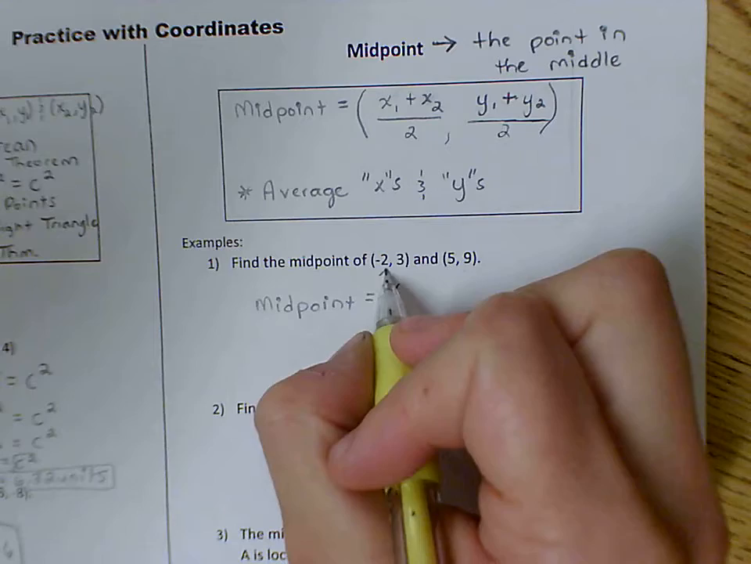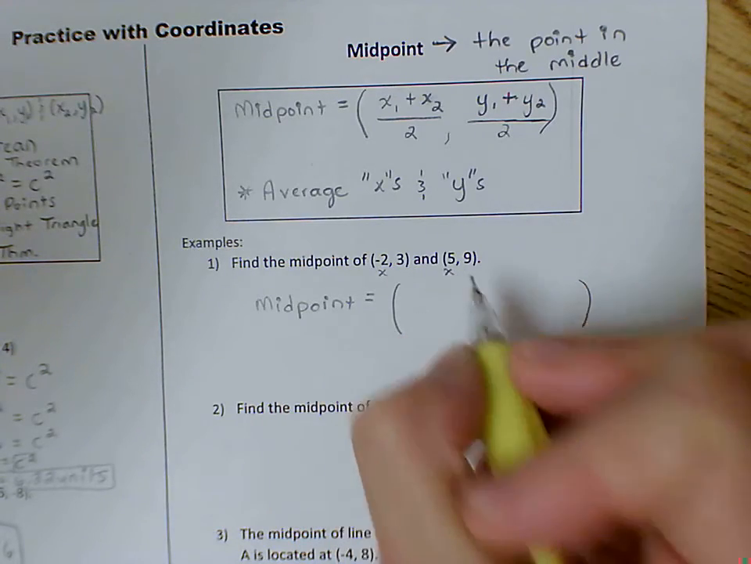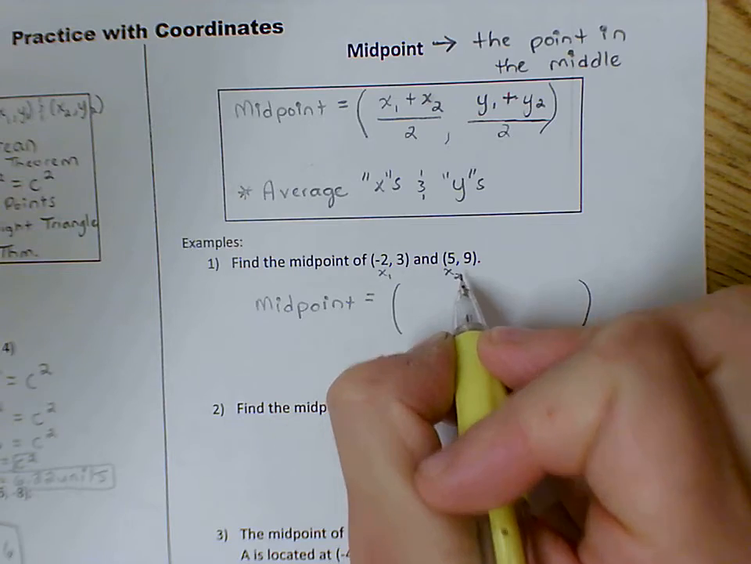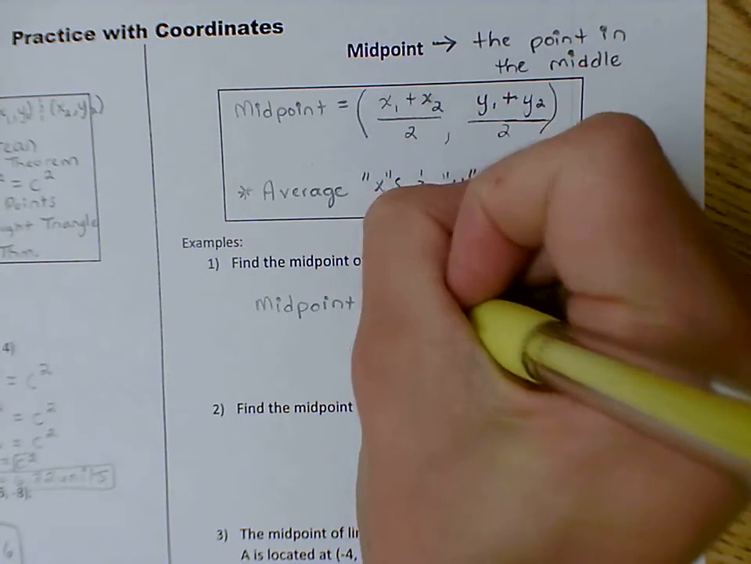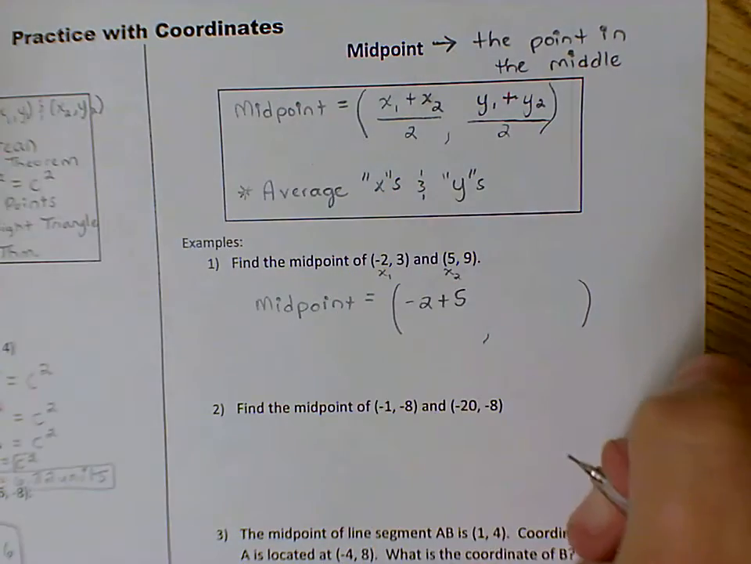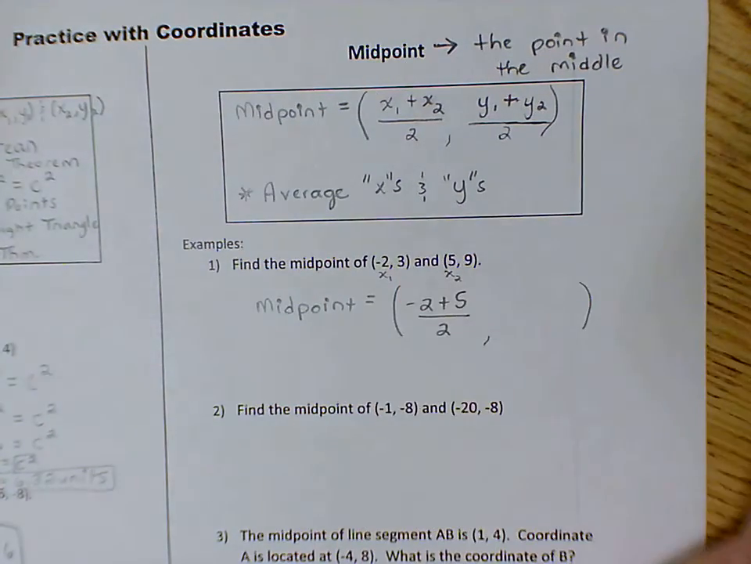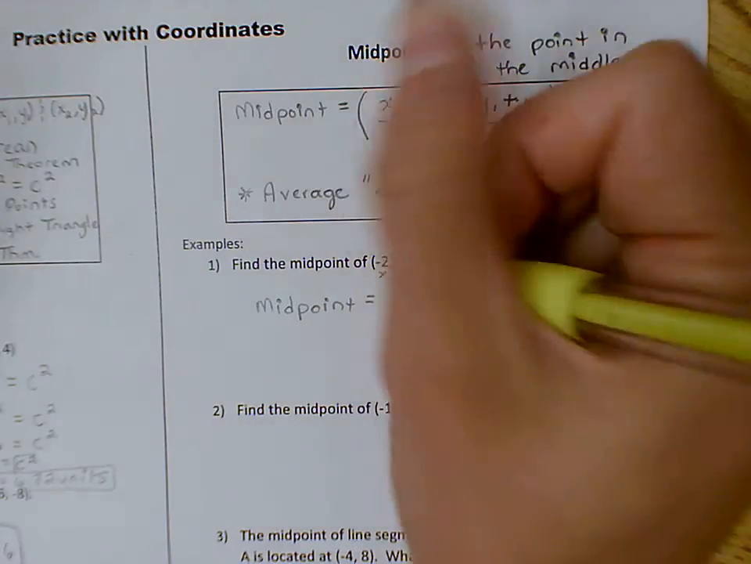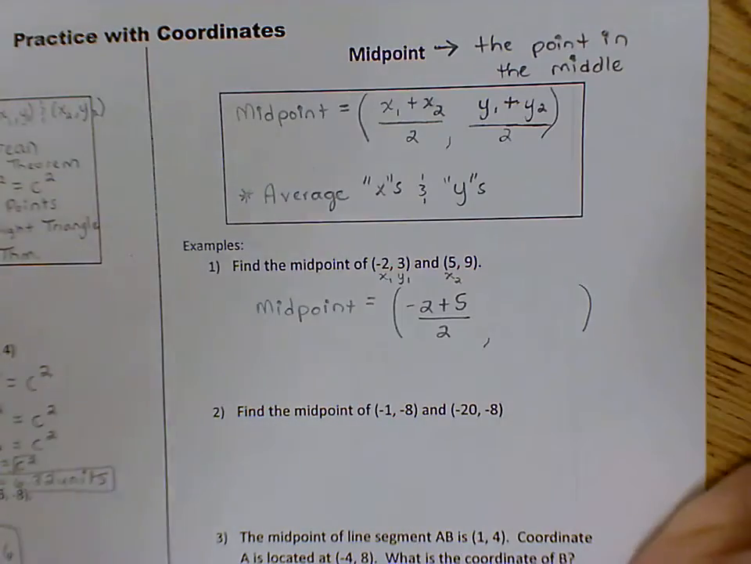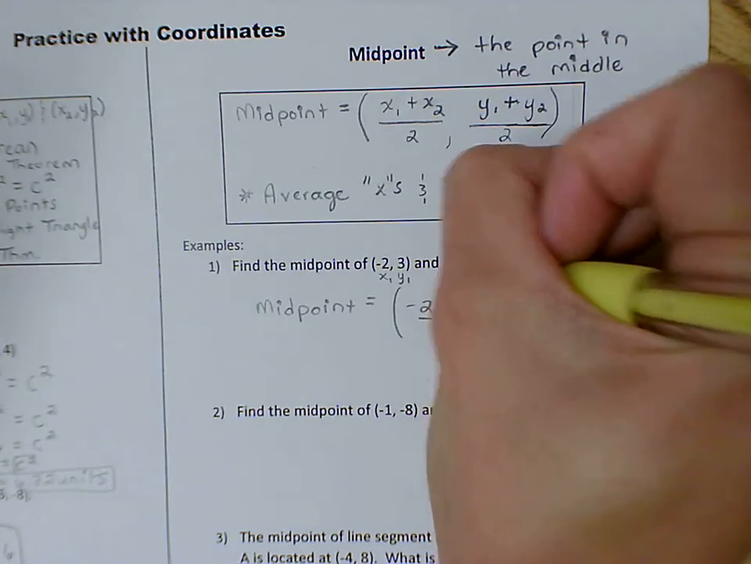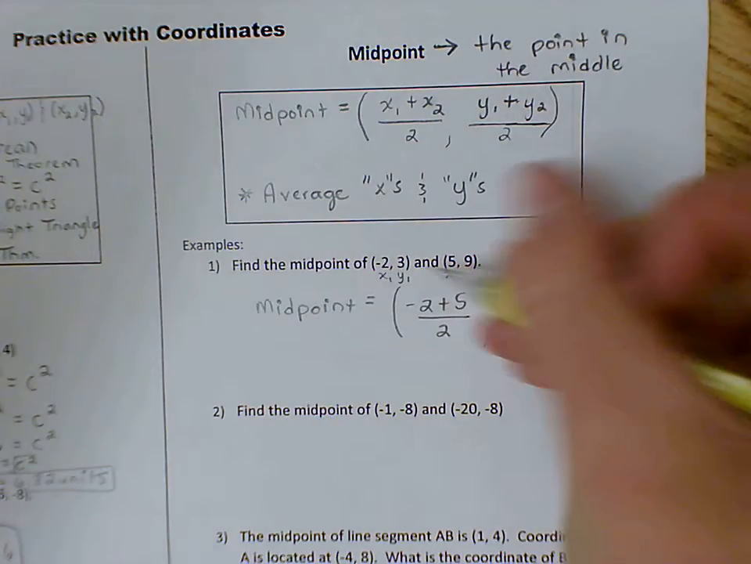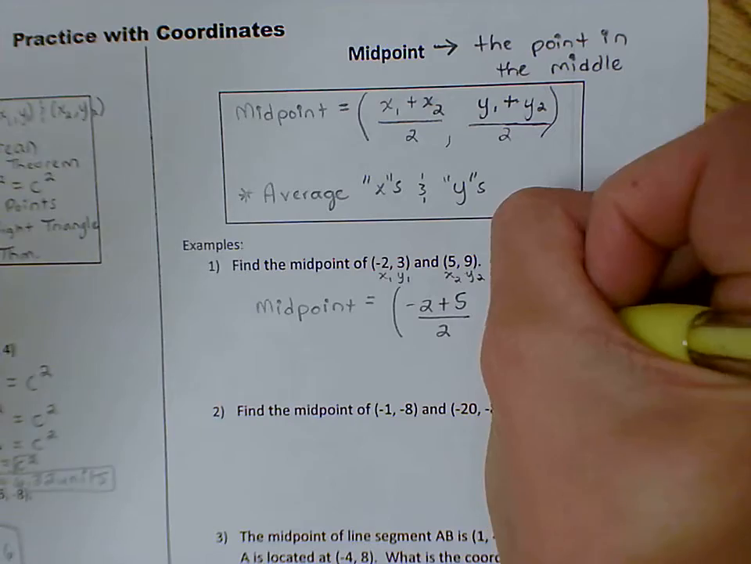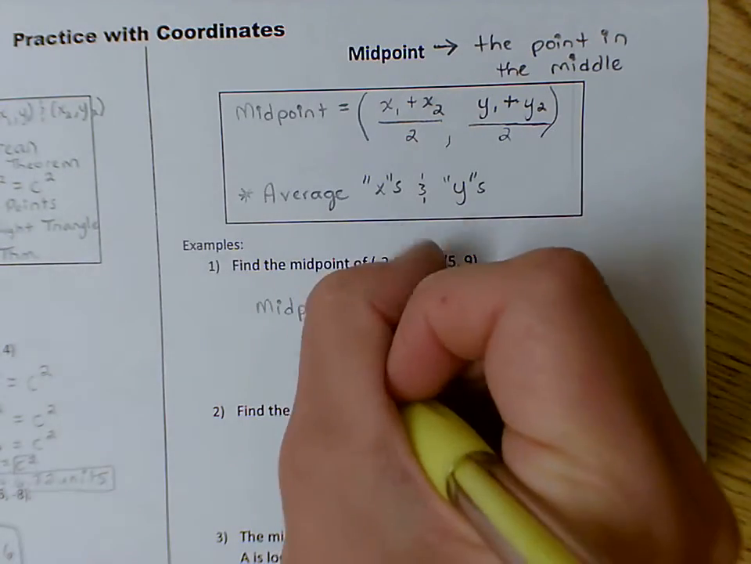So my x values, those are my x values. So you take those, and I can label it with a 1 and a 2. You take them and add them, so it'd be -2 plus 5, and then you divide by 2. So that's my x's. Then you take the y values and you do the same thing. So this would be like my y1 value. That would be my y2 value. So I'm going to take them, 3 plus 9, and then divide by 2. And then all you have to do is simplify.